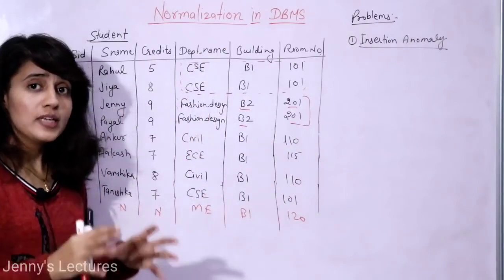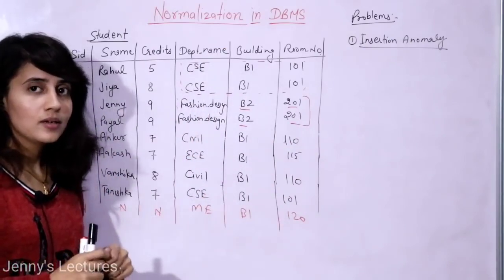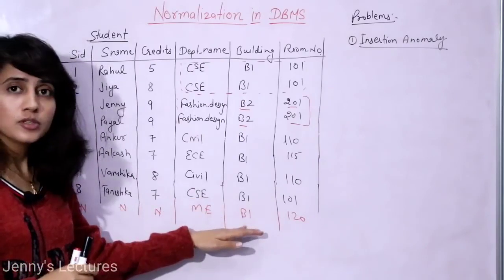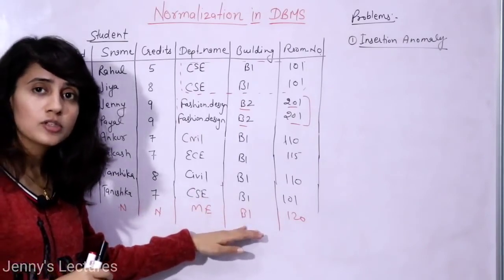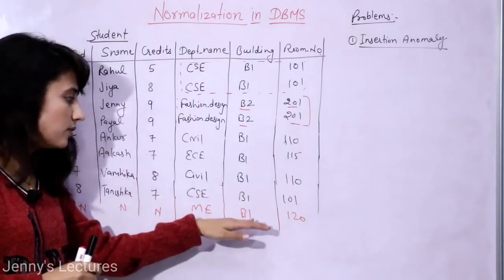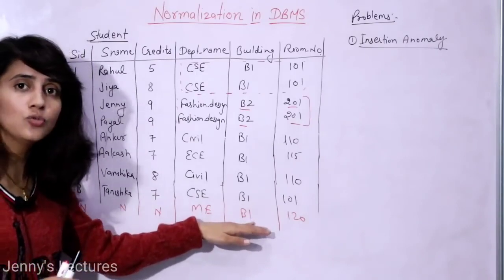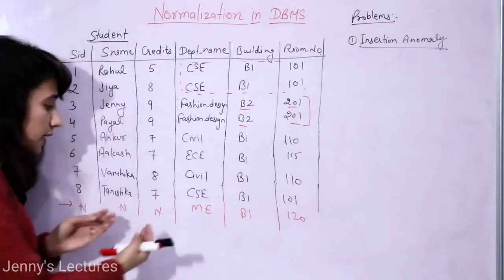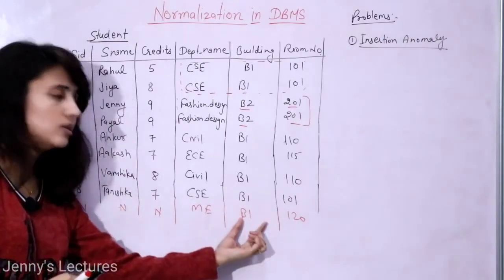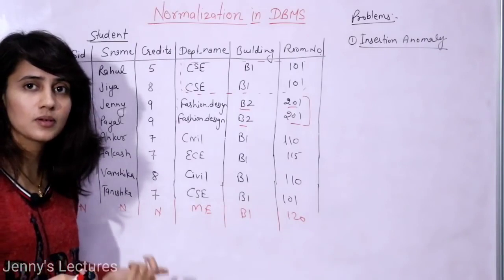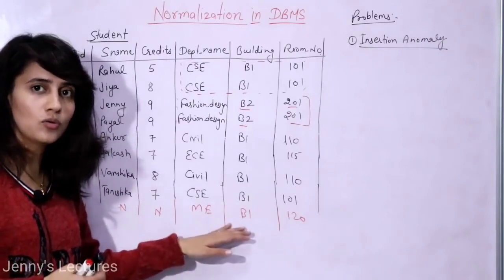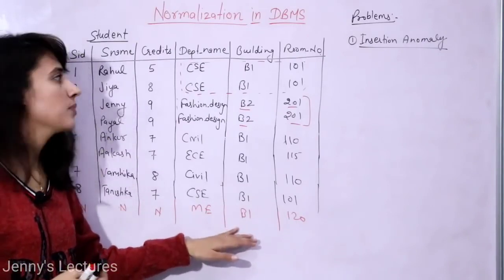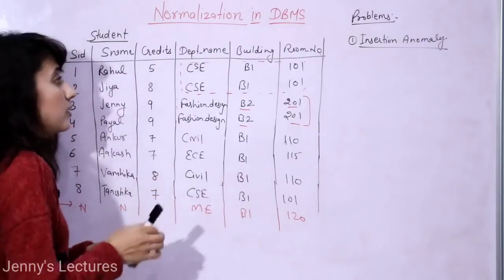I hope you got now what is insertion anomaly, right? We want to insert some information, but you cannot insert it, because for inserting that information you need to insert some extra information. And if you don't have that extra information, then you cannot insert this information in this table. So that is wrong. That is insertion anomaly. Now the second anomaly is what?